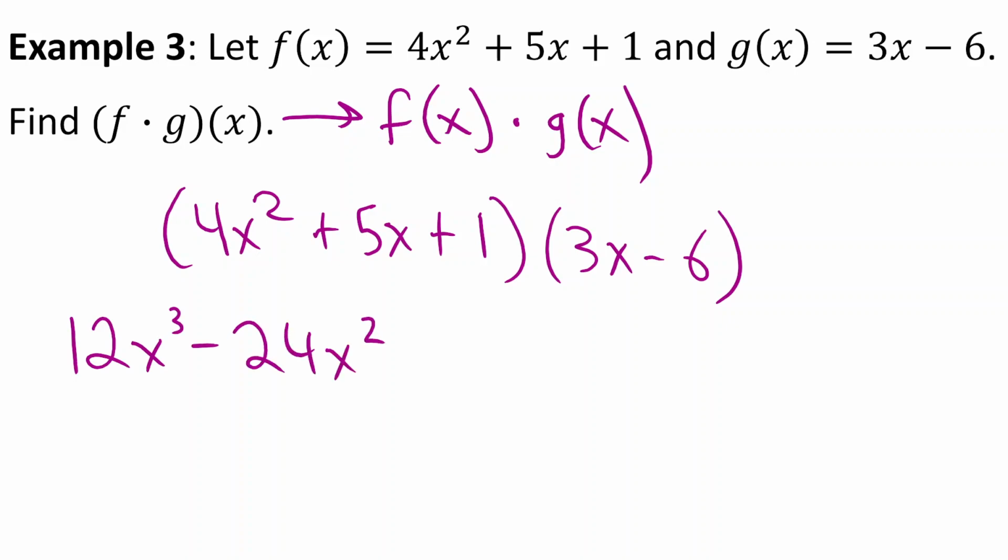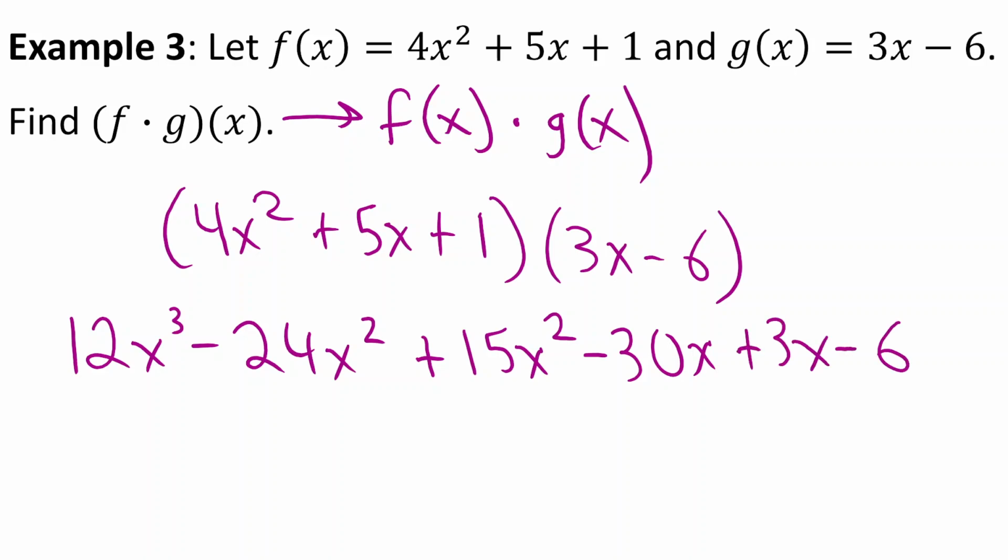And now I'll take the middle term of the first set, which is 5x, and multiply it to 3x minus 6. So that's 15x squared minus 30x. And same thing with the 1. 1 times the 3x minus 6 gives us 3x minus 6.